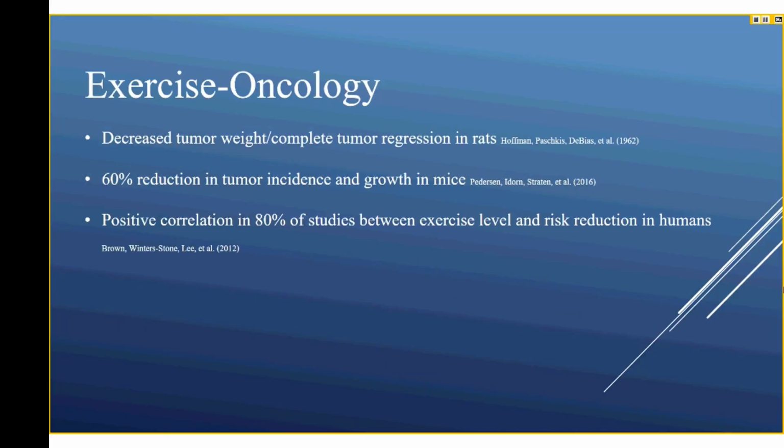And so, physical exercise decreases the rate as well, as in the study of mice, there's a 50% reduction in tumor growth when mice ran on a wheel. And there's also a human meta-analysis, where there's a positive correlation between the amount of exercise and the risk level, and 80% of them.